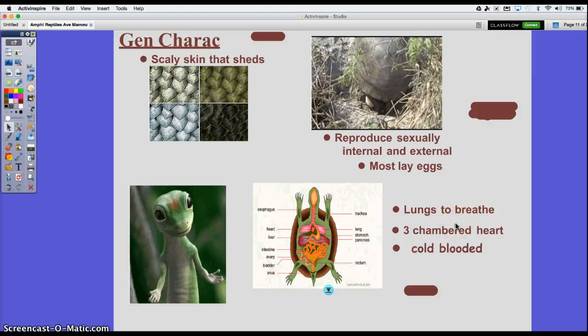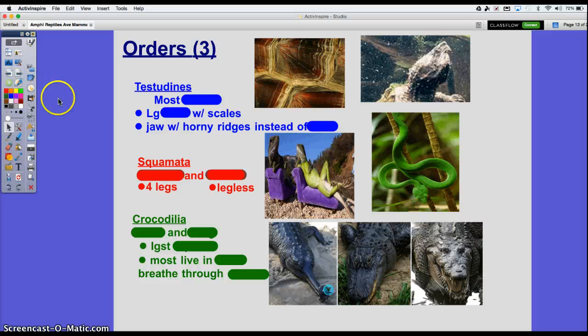What makes them different is they went from moist skin to hard, tough, scaly skin that's rough. That's a defense mechanism, obviously. And their eggs are actually hard-shelled. Remember, amphibians were soft. So that's an evolutionary domination. That's why reptiles dominate amphibians, because of those two major characteristics.